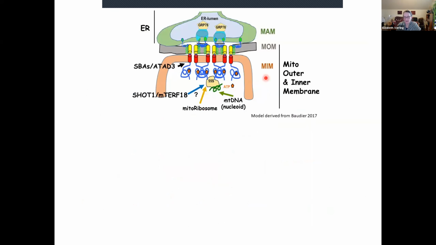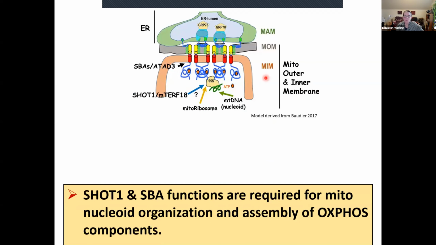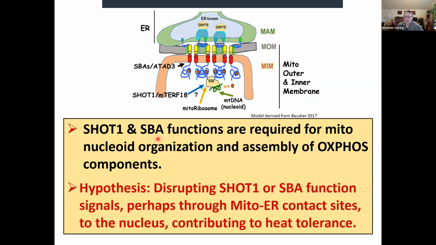So looking at this model, I think we can say that both SBA1 and SHOT1 functions are required for mitochondrial nucleoid organization and for assembly of OXPHOS components. And right now, our hypothesis is that when we disrupt this interaction or we disrupt either of these proteins, we may be activating signals propagated from this mitochondrial ER contact site to the nucleus, contributing to heat tolerance.